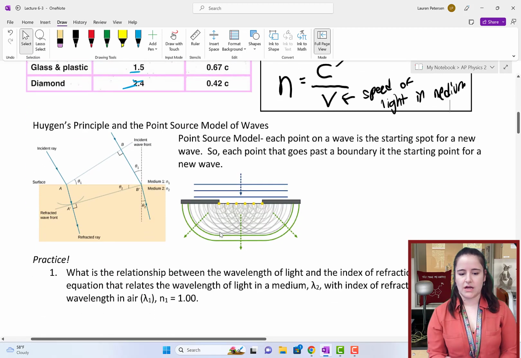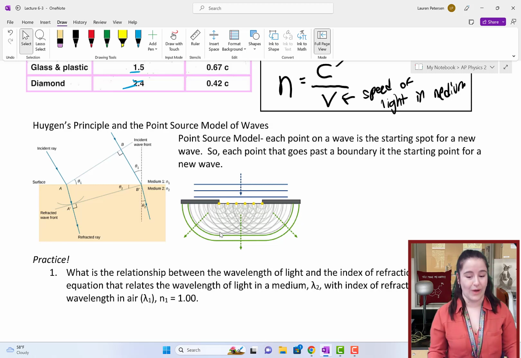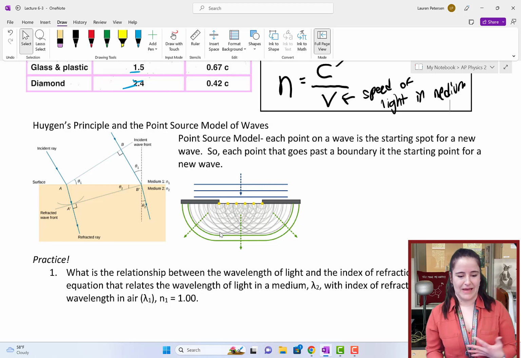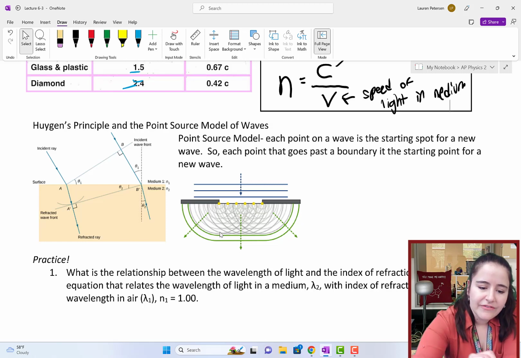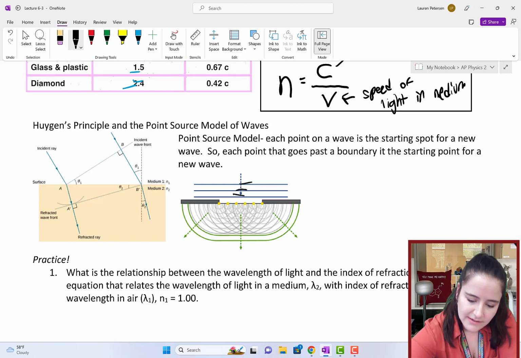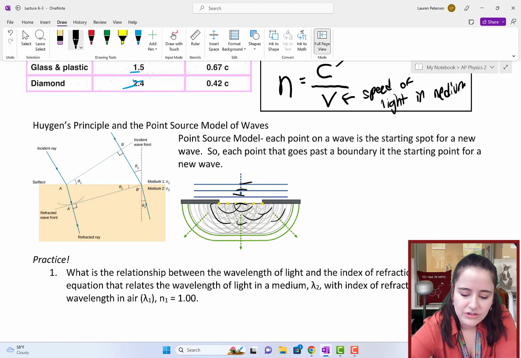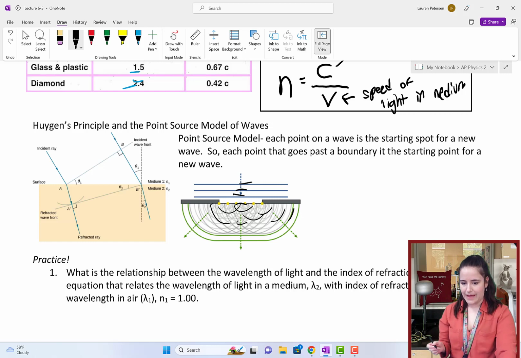Now, one of the ways that we're going to think about this is using Huygens' point source model of waves. Basically what that means is that each point on the wave could be a starting point for a new wave when it goes past a boundary. So if these lines are the wave fronts, when they hit that boundary, they can all create new radiating waves, and that allows the wave to bend around that boundary.